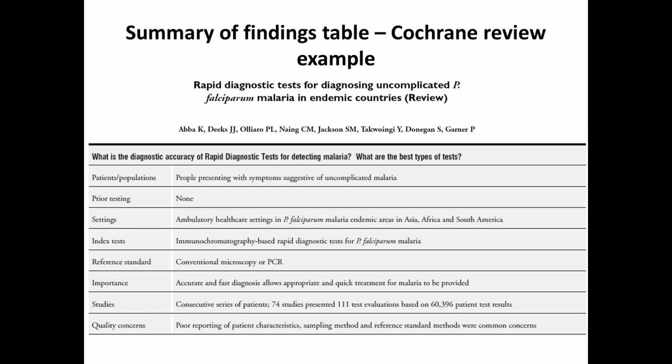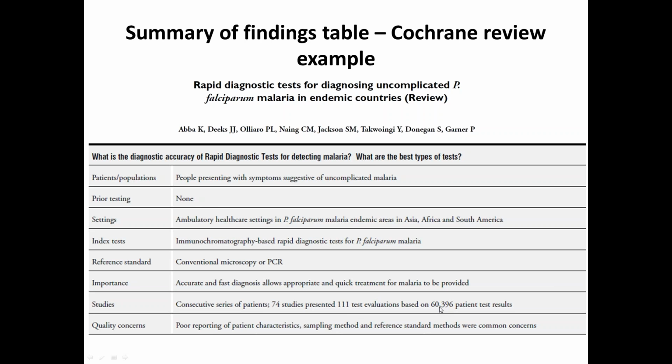So I'm just quickly showing you our summary of findings table for the malaria review. The top of it on this screen shows you the different parts of the question. It's just a very clear summary initially of what were the participants, the prior testing, the setting, and the tests which were looked at in the reference test. And a quick summary about the key concerns of methodological quality, which is done by text, and the amount of data. So this review had a lot of patient data in it. It had 60,000 patient test results in the review, as we can see there.